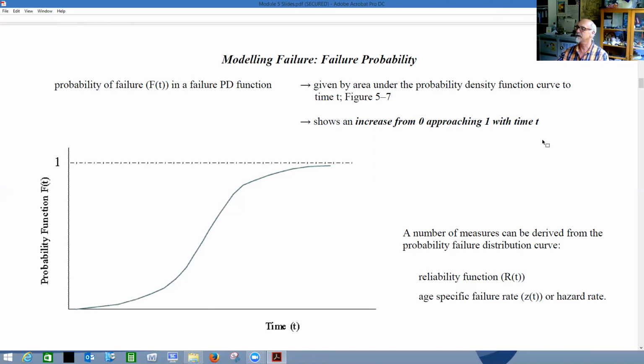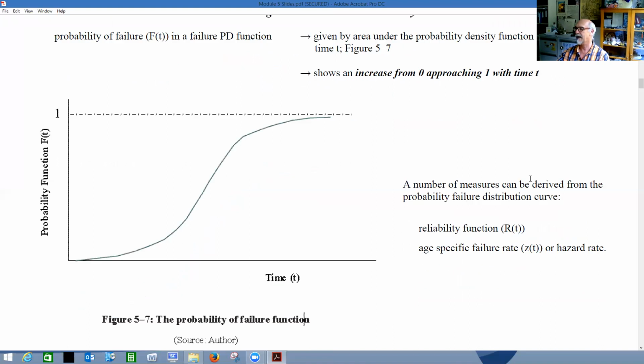So a number of measures can be derived from this particular curve, the reliability function that we'll look at on the next page, and also age-specific fail rate information, or the hazard rate.